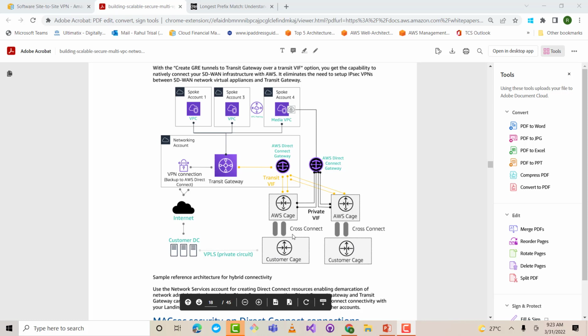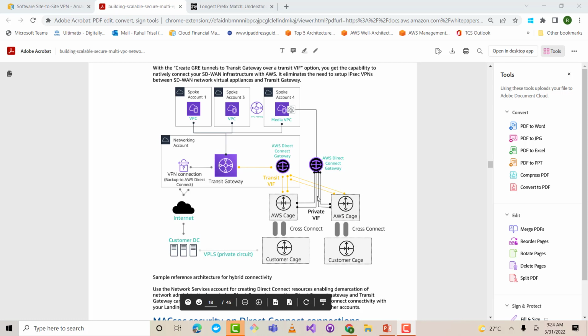For redundancy, once you establish the LAN with these two partners, you establish the connection as we saw in the earlier slide. You have the AWS cage and the customer cage, which are running separately for redundancy. Then in the first option, you can establish connectivity with the AWS Direct Connect Gateway using the Transit VIF, which connects to the Transit Gateway, and then it connects to multiple VPCs using the Transit Gateway attachment. So that's option number one.